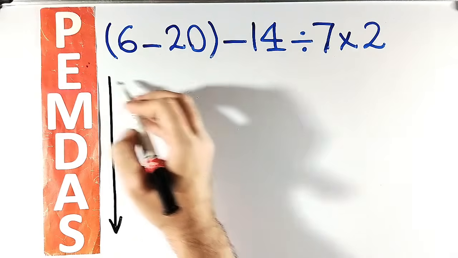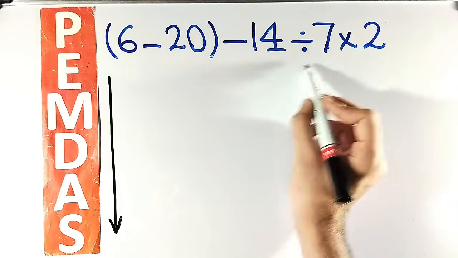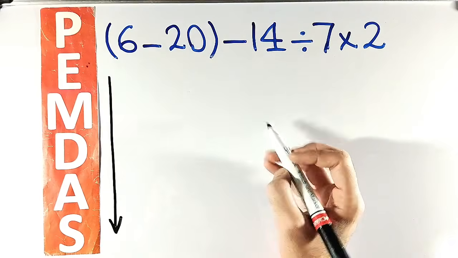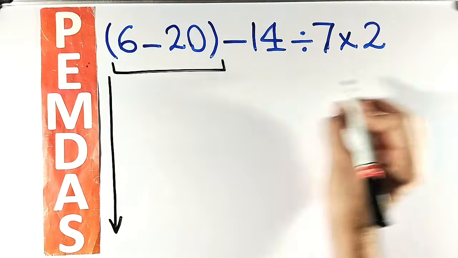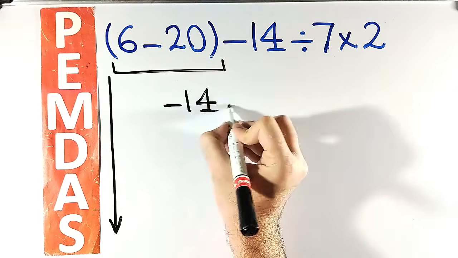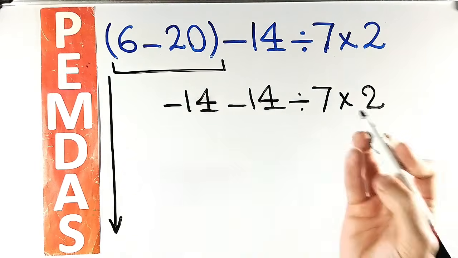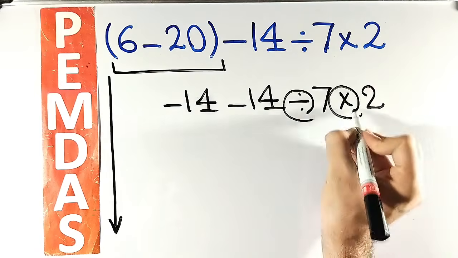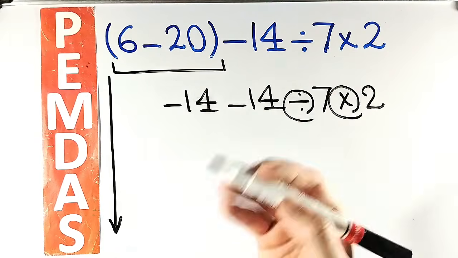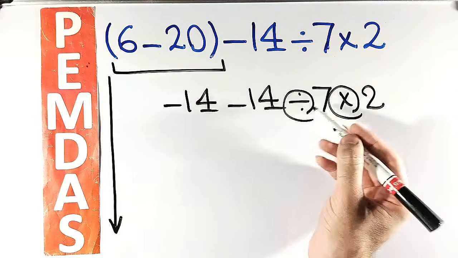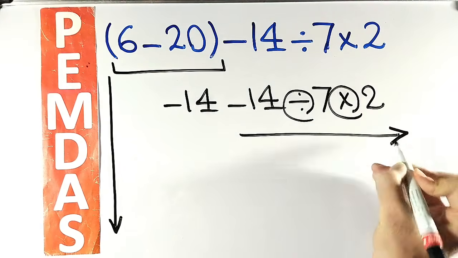As you can see on the screen, in this expression, first we have parentheses, then a subtraction sign, followed by a division, and finally a multiplication. According to the PEMDAS rule, first we go for the expression inside the parentheses, and instead of this expression, we can write negative 14 minus 14 divided by 7 multiplied by 2. And the next step, we go for the division and multiplication, because these two operations have a higher priority than subtraction. However, we must pay close attention that multiplication and division have equal precedence, and we must perform these two operations from left to right.